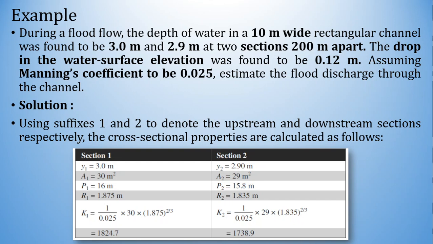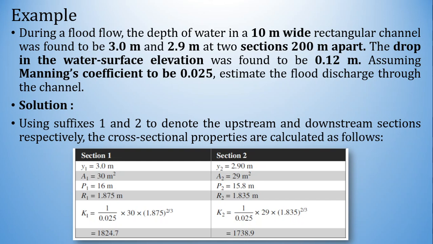This is the head loss. Assuming Manning's coefficient small n is equal to 0.025, estimate the flood discharge through the channel. Now as a part of solution, using suffixes 1 and 2 to denote the upstream and downstream sections respectively, the cross-sectional properties are calculated as shown in the table.